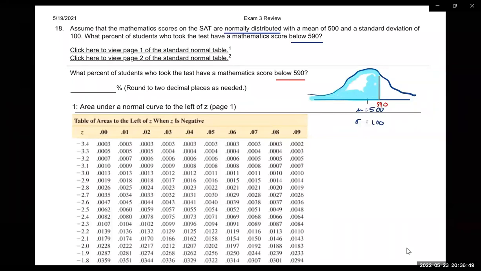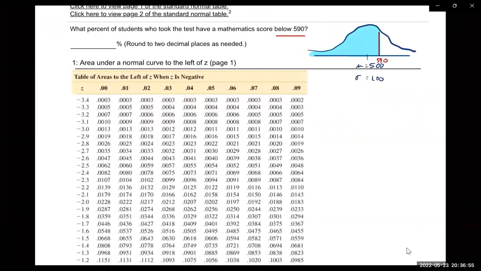All right. So if you have a graphing calculator, then you don't have to do much. I'll show you how to do it. You would go to second, vars, normal CDF, and enter your lower value, your upper value, your mean, and your standard deviation.